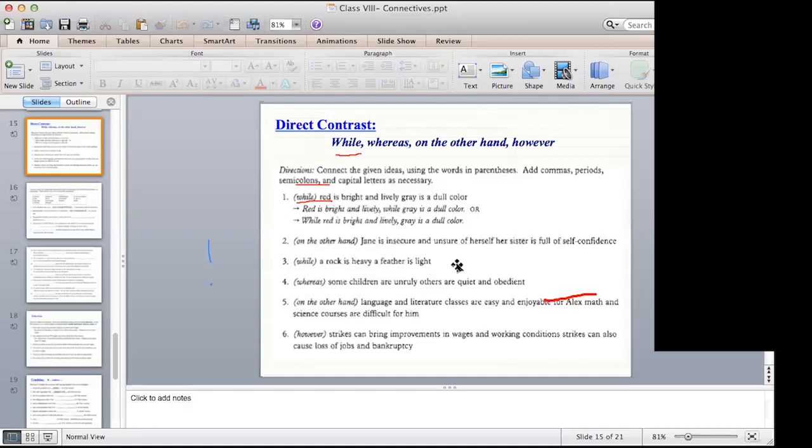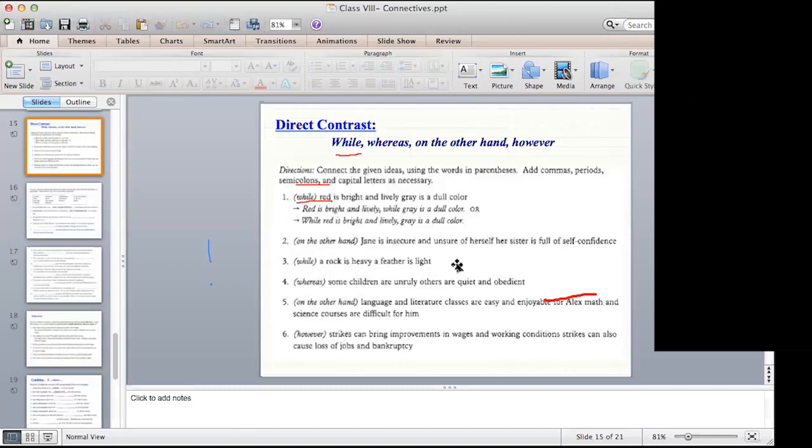Okay, so here in number 2, we're going to use on the other hand. Jane is insecure and unsure of herself, and her sister is full of self-confidence. We are going to combine these two sentences by using on the other hand. Very simply, when we use on the other hand, it means that you have already given a sentence that is positive, or it could be negative, and then the contrast comes later.